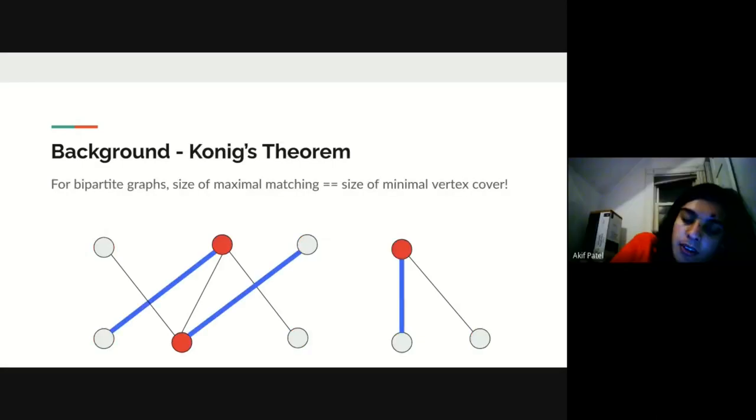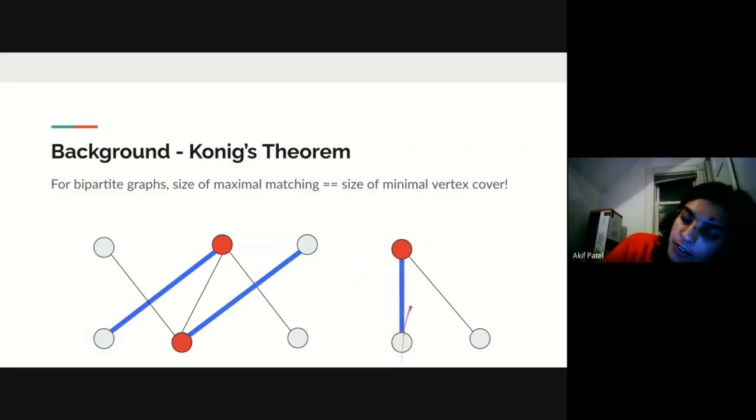Okay, so this leads us to Koenig's theorem. For a bipartite graph, the size of the maximal matching turns out to be the size of the minimal vertex cover. And remember, the minimal vertex cover is what we're looking to find. So that's pretty much it. As an example here, this is our minimal vertex cover, only a single node. And this is the same size as our maximal matching.